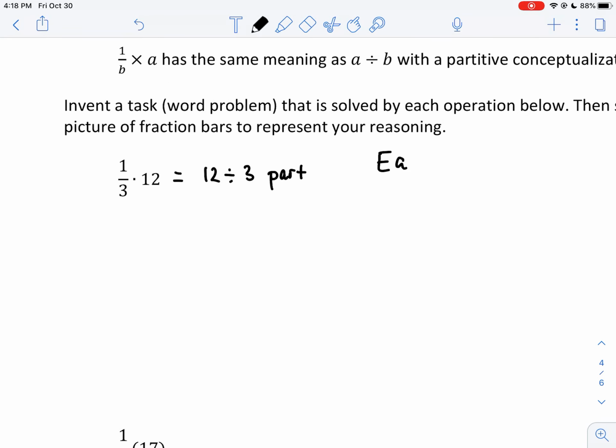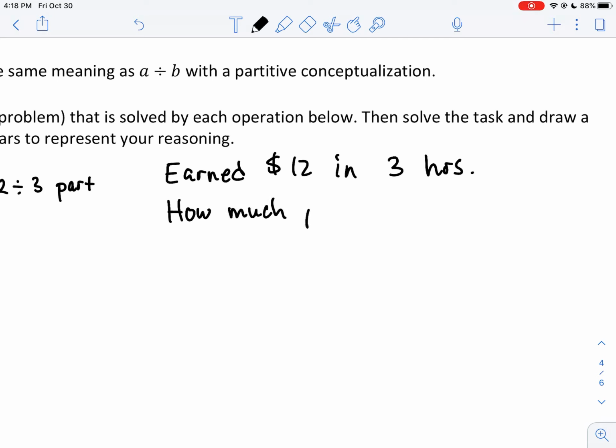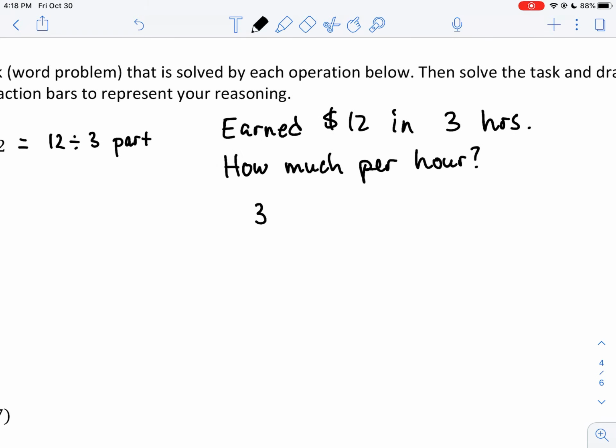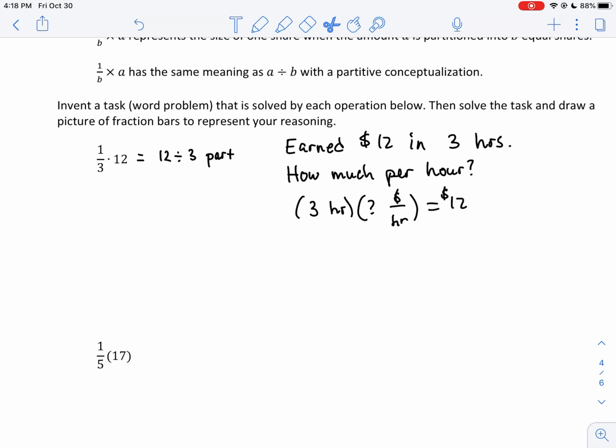Let's say you earned $12 in 3 hours. And the question will be, what did you earn per hour? I'm not going to use a complete sentence here for time's sake, but you should use complete sentences when you do your homework. So how much per hour is what we're asking. This is a missing multiplicand task, right? Because the structure is 3 hours times an unknown dollar amount per hour will give us the $12. It's the multiplicand we don't know. That's what makes this partitive division. And it's just effectively saying, hey, break $12 into 3 equal groups. How many dollars are in each group?